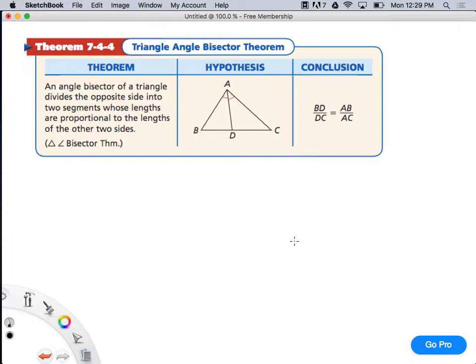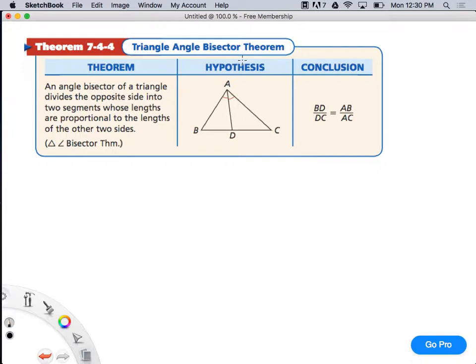All right. An angle bisector of a triangle divides the opposite side. First off, what does an angle bisector do to an angle? Bisects it, which means it cuts it into half. Right. So here's the angle bisector. It divides this side into two segments whose lengths are proportional to the lengths of the other two sides.